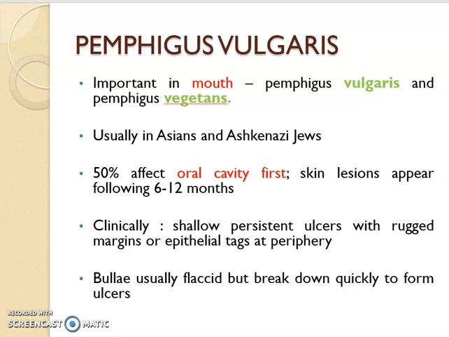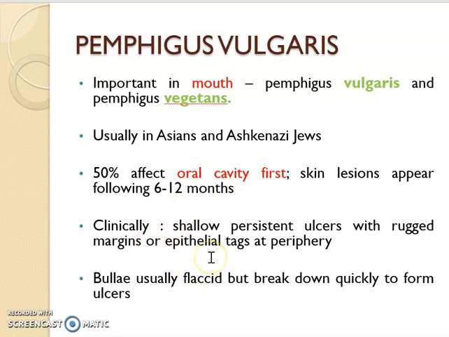of the oral cavity, which is pemphigus. There are a number of pemphigus types, but the common one is pemphigus vulgaris. Pemphigus vegetans is very, very rare. This pemphigus is usually in Asians and Ashkenazi Jews, and 50% affect the oral cavity first. Skin lesions will appear following 6 to 12 months. So you may be the first person who notices these lesions before the dermatologist.